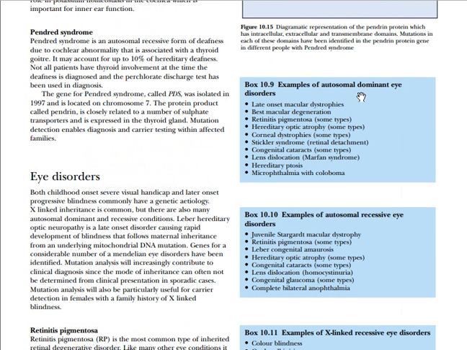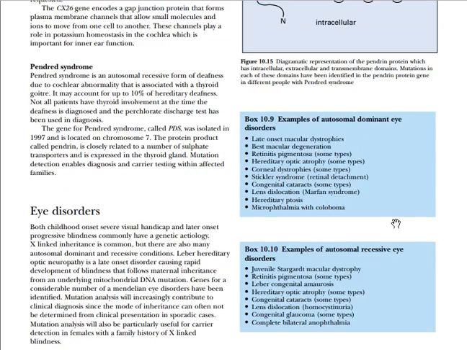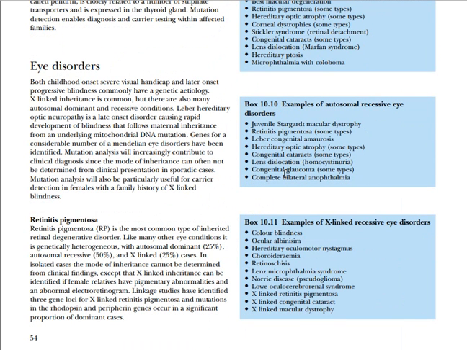Now for the eye disorders, these are examples of autosomal dominant eye disorders, these are examples of autosomal recessive disorders, and there are also examples of X-linked recessive eye disorders. For autosomal dominant eye disorders, you have late onset macular dystrophy, Best macular degeneration, retinitis pigmentosa, and Stickler syndrome. With autosomal recessive disorders, we have juvenile Stargardt macular dystrophy and retinitis pigmentosa. You see, retinitis pigmentosa is in two forms because of variation. You have Leber congenital amaurosis, hereditary optic atrophy, and congenital cataract. For X-linked recessive disease, you have color blindness and ocular albinism, and all these are also located here.